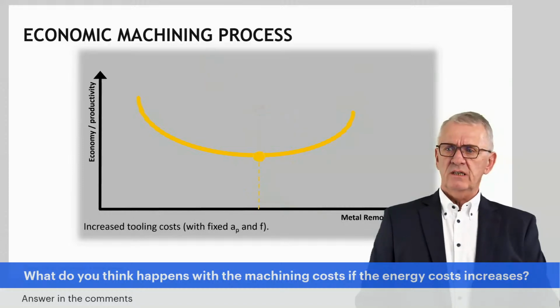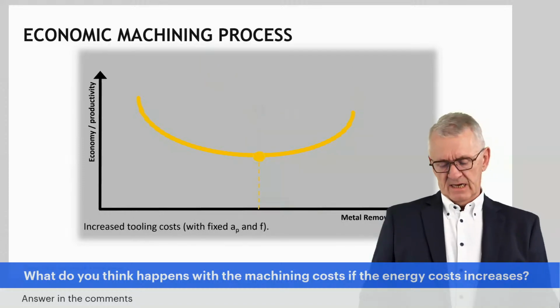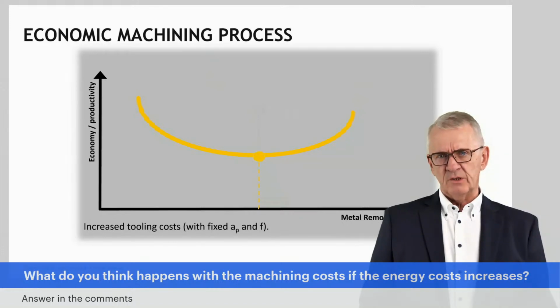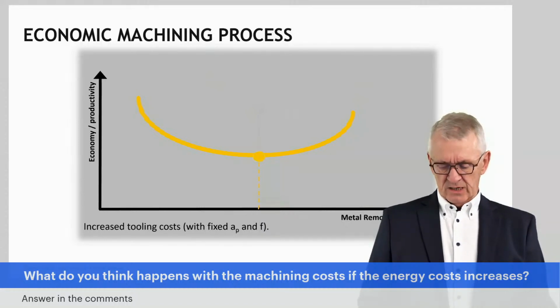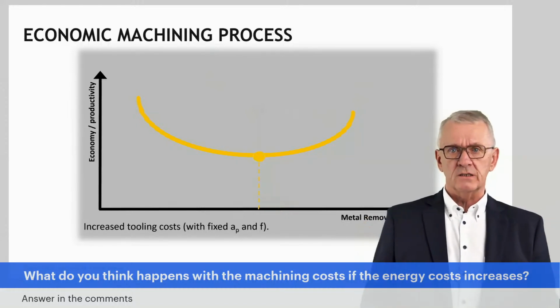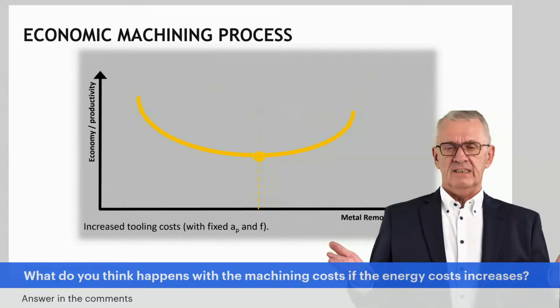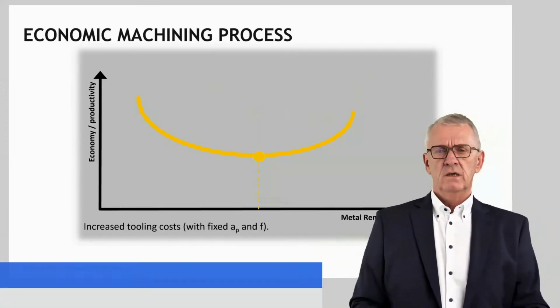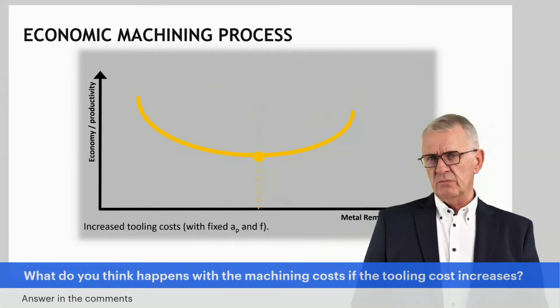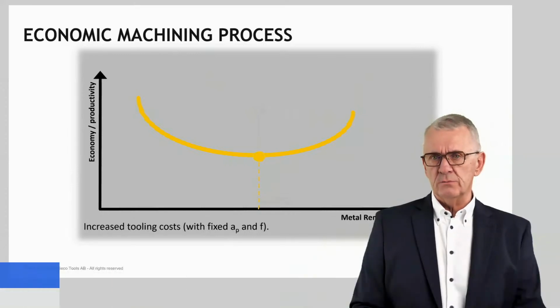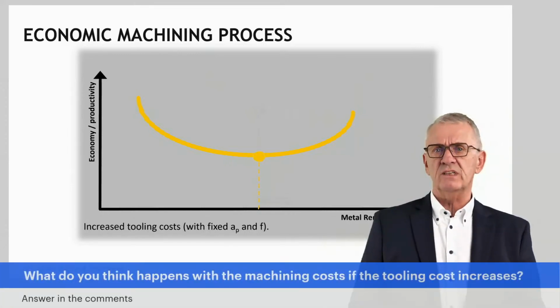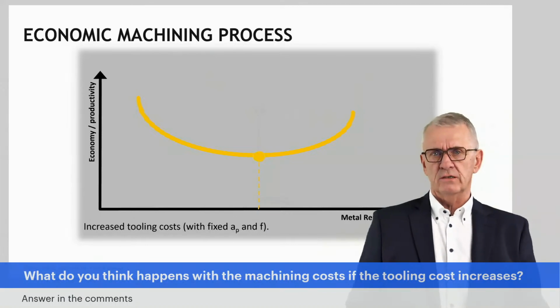Another situation could be, again, imagine you have a certain situation and you have established a certain set of cutting conditions that gives you minimum cost, and then suddenly your supplier comes with annual price increase, the famous annual price increase. So your tool suddenly is more expensive. What would that mean for your machining costs? And how should you, as a machining expert, react on that? Is there something you can do here?